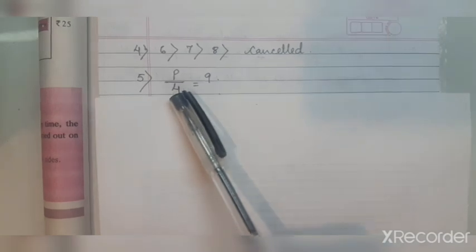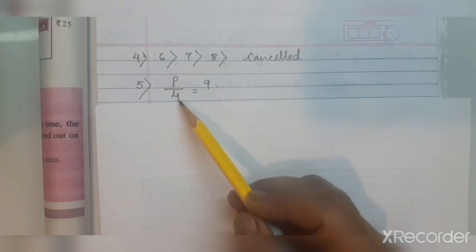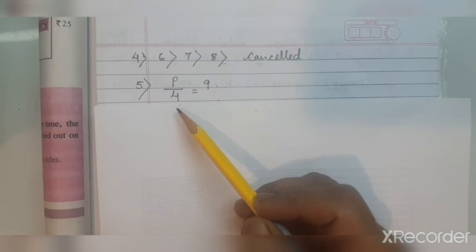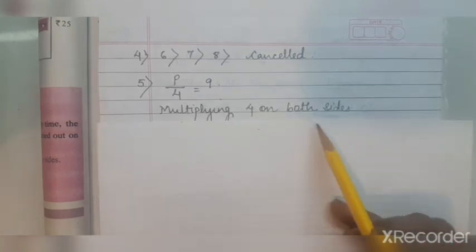As I have mentioned, the 4th, 6th, 7th and 8th sums are cancelled, so we will be doing the 5th sum. If you see the 5th sum, p upon 4 is equal to 9. The variable here is p, and along with the variable, the operation is division, divided by 4. When we are solving the equation, we have to do the opposite. So divided by 4, we have to multiply by 4. So we are multiplying 4 on both the sides.